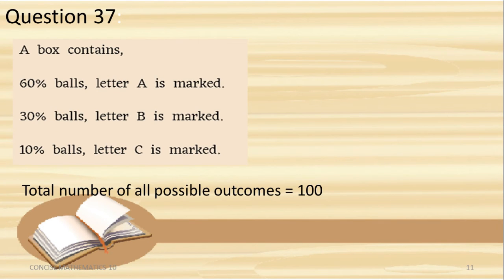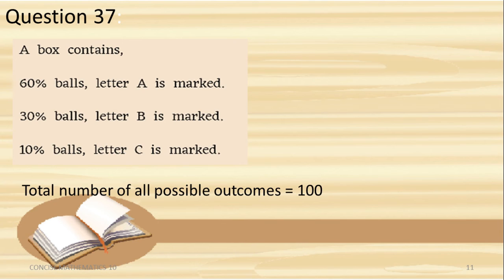Question number 37. A box contains a certain number of balls. On each of 60% balls, letter A is marked. On each of 30% balls, letter B is marked. On each of the remaining balls, letter C is marked. A ball is drawn from the box at random. Find the probability that the ball drawn is marked C, A or B, neither B nor C.